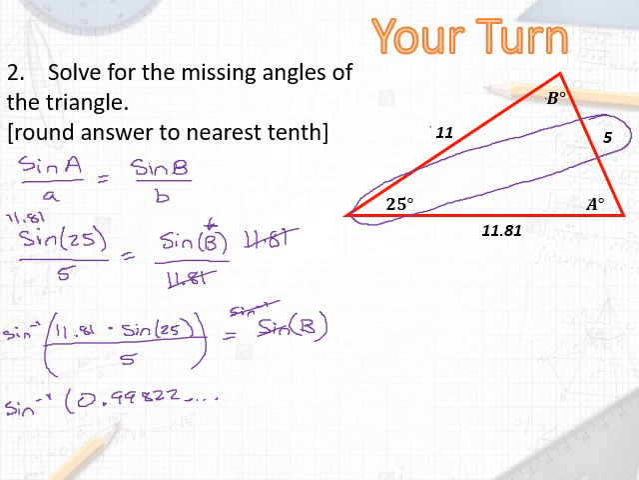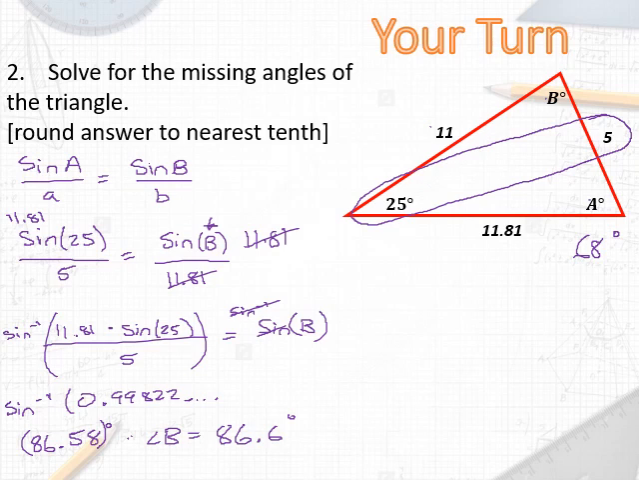All right, so we do sine inverse of our answer, and I get 86.58 degrees. And round to the nearest tenth, so angle B is equal to 86.6 degrees. Okay, that looks pretty reasonable, right? So that plus 25 would be 111, and if we take that away from 180, we would get 68 degrees is angle A.